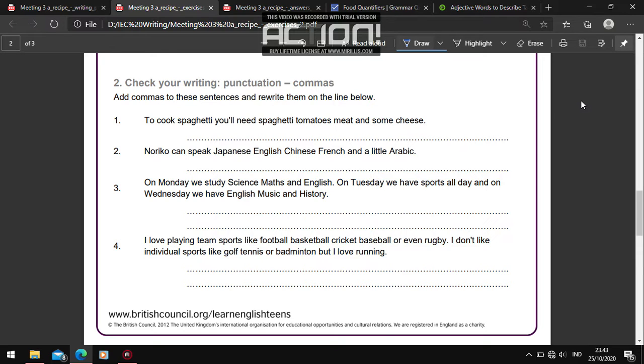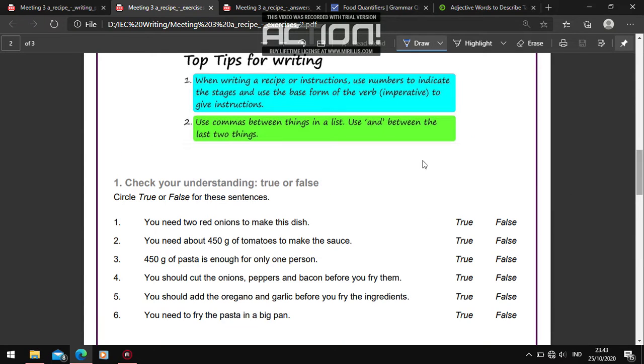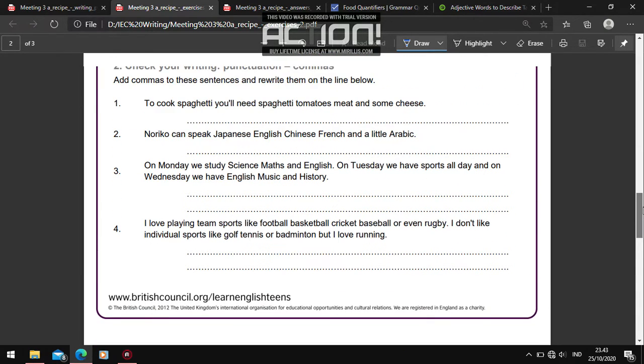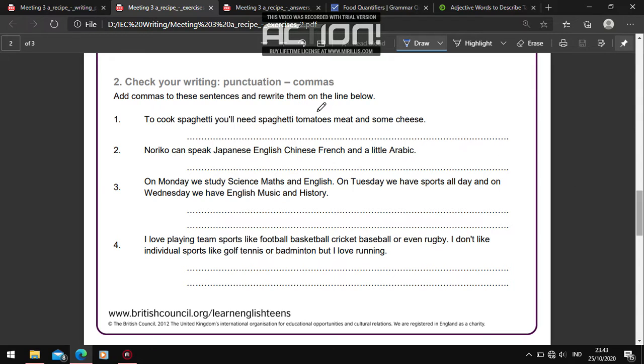Remember what I said before? Use commas between things in a list. Which one is the list? Spaghetti, tomatoes, meat. It should be: spaghetti, comma, tomatoes, comma, meat, comma, and some cheese.